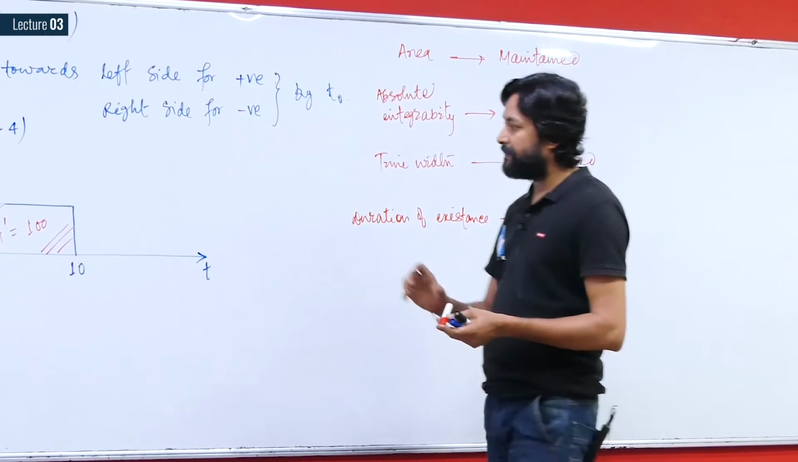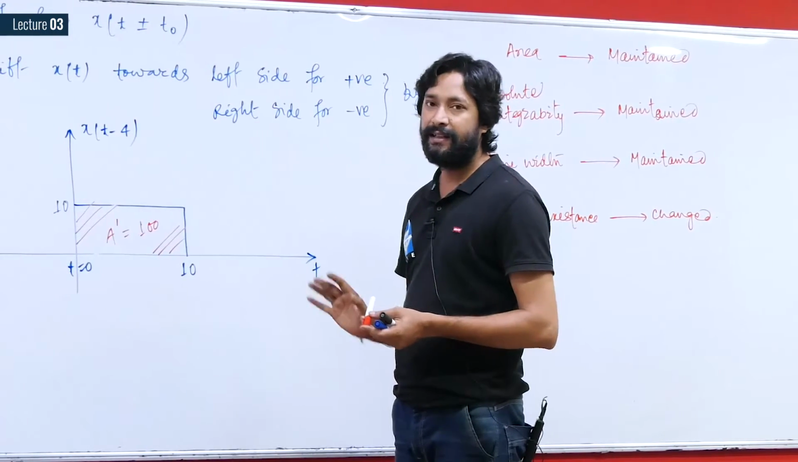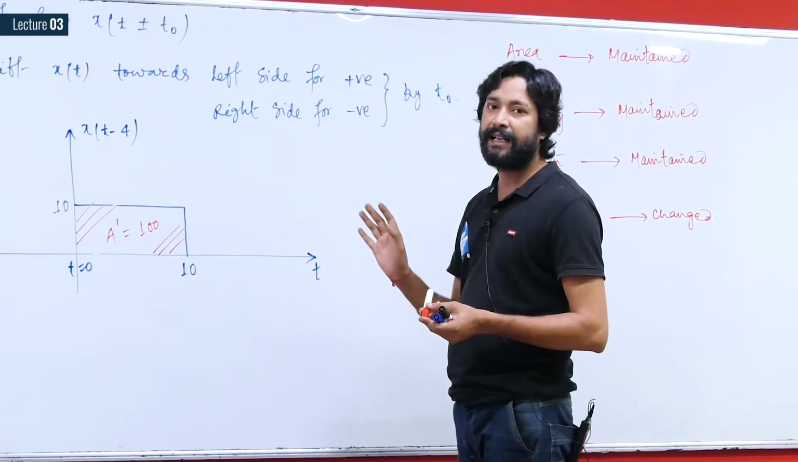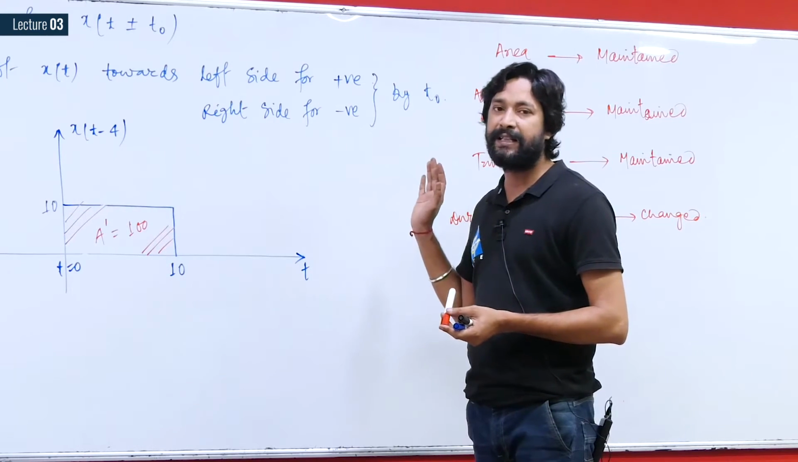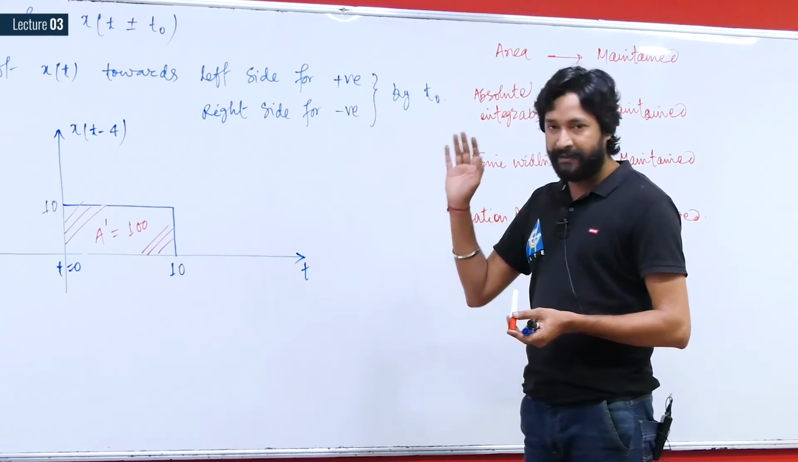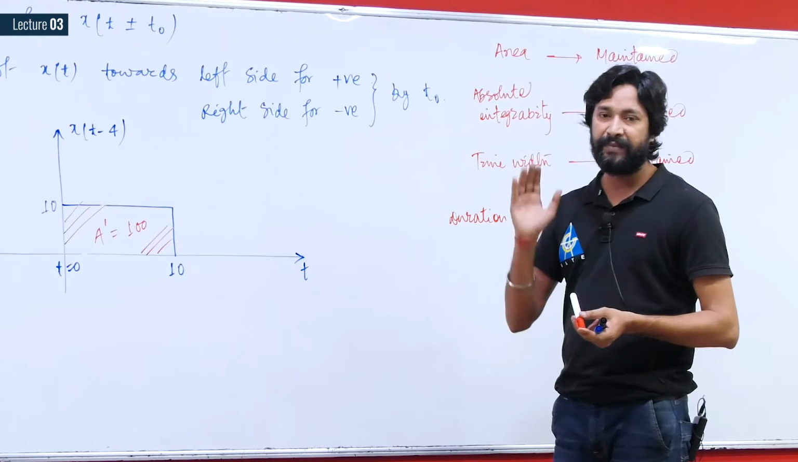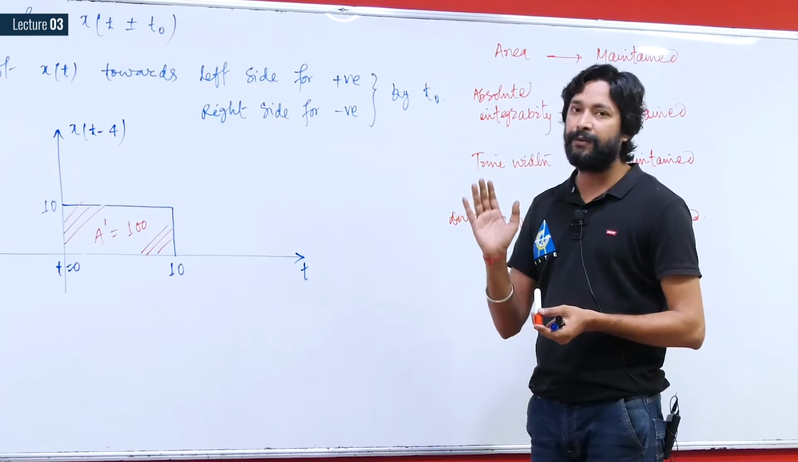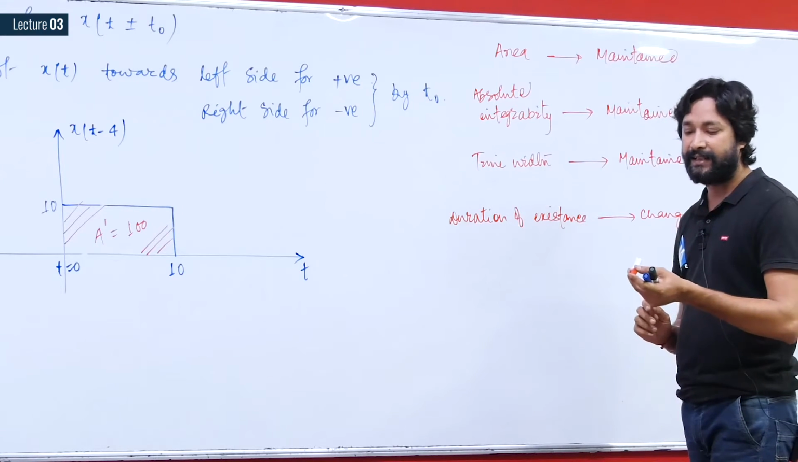So if you have to perform time shifting, then you must slide that signal, and the sliding direction will be decided by the sign, either positive or negative. If the sign is positive, then you are going to slide the signal towards the left hand side for advancement, and if the sign is negative, then to delay that signal you will be shifting it towards the right hand side.